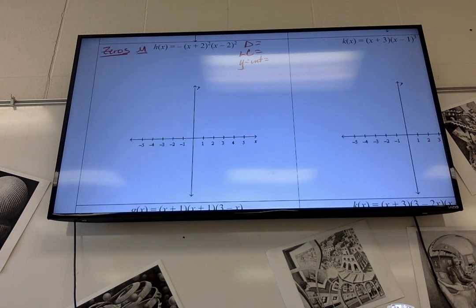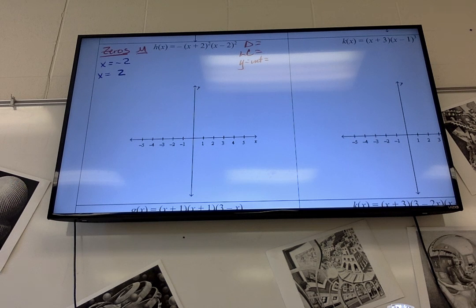And Donna, give me the zeros. Negative, wait, no. Wait, that negative outside the parentheses, does that count towards the zeros? If it did, it would cancel out because it goes with both of them. Okay, so, negative 2 and 2. Yeah.